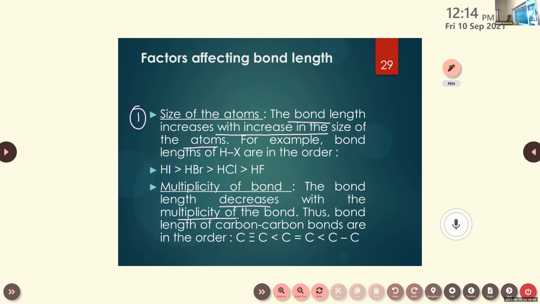The bond length of carbon-carbon bonds is in the order: carbon-carbon triple bond is less than carbon-carbon double bond, which is less than carbon-carbon single bond. So bond length is more in single bonds. So the first one is size of the atoms, and the second one is multiplicity of bond.